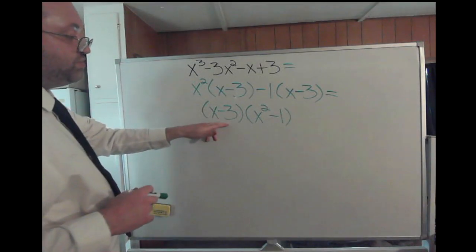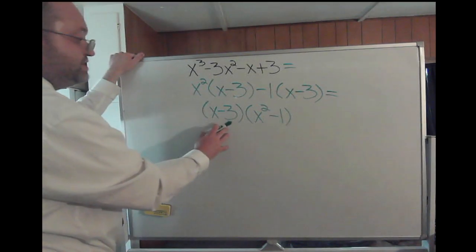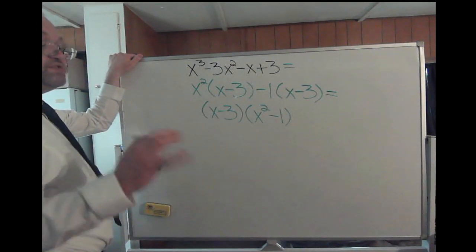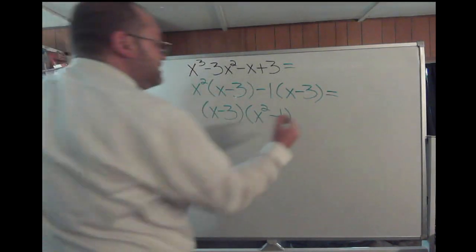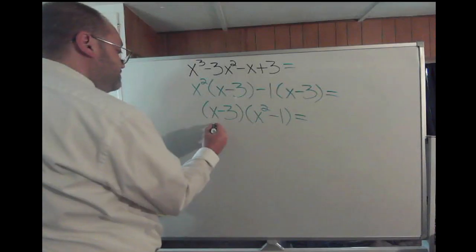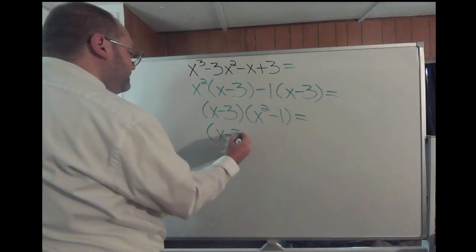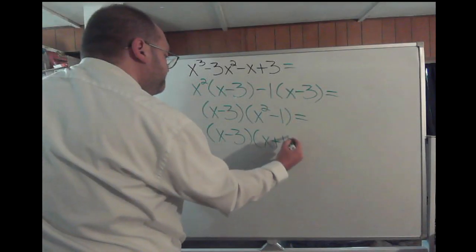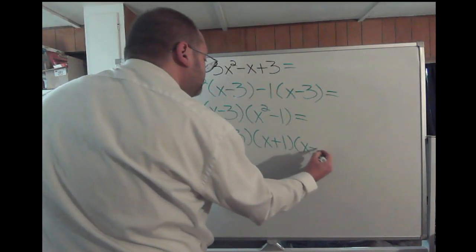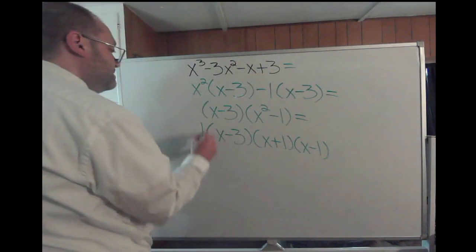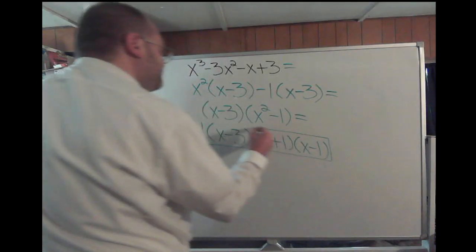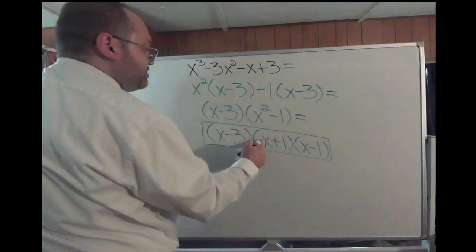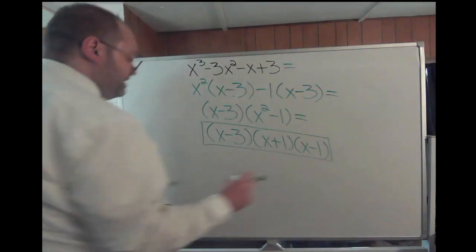Well, x minus 3 doesn't factor any further. That's as good as it's going to get. But x squared minus 1, that's the difference of two perfect squares. We can factor that further. If you do that, you'll get x minus 3 times the quantity of x plus 1 times the quantity of x minus 1. So the complete factorization of this expression would be the quantity of x minus 3 times the quantity of x plus 1 times the quantity of x minus 1.